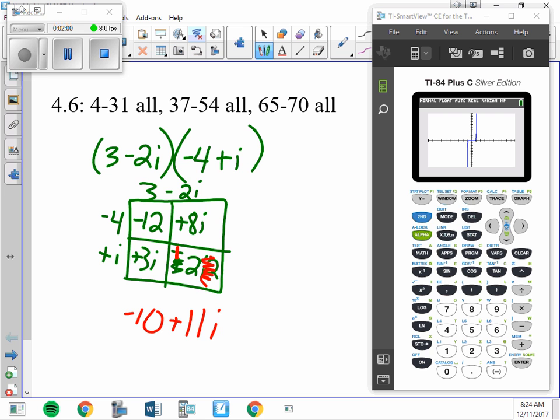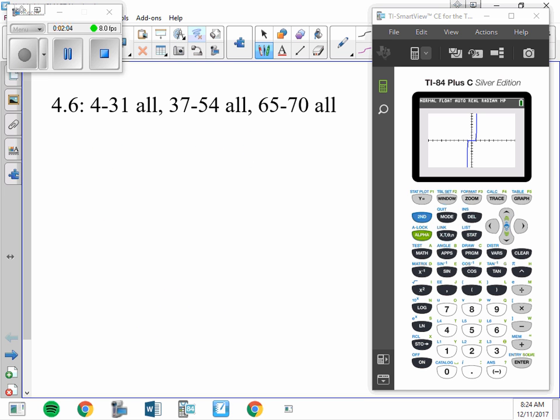Everybody understand that? Okay. One of the things we're going to do when we deal with imaginary numbers, especially dealing with imaginary roots, is multiplying by conjugates. And we know what conjugates are. If I had x minus 4, what is its conjugate? It would be x plus 4.